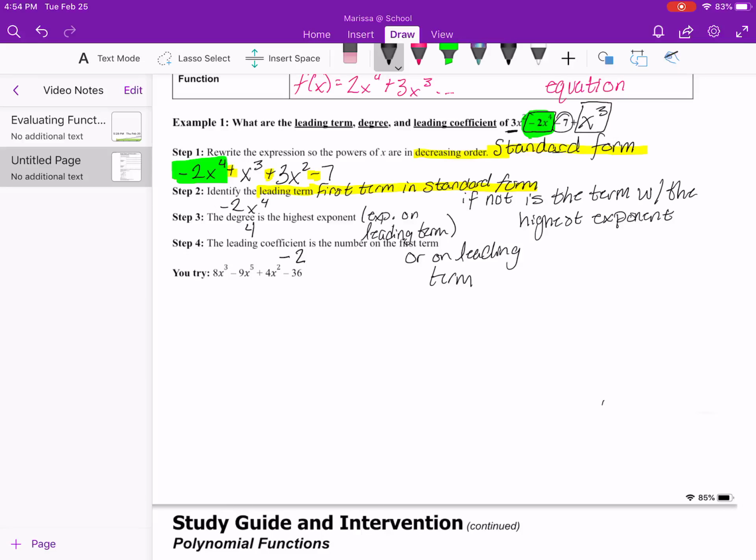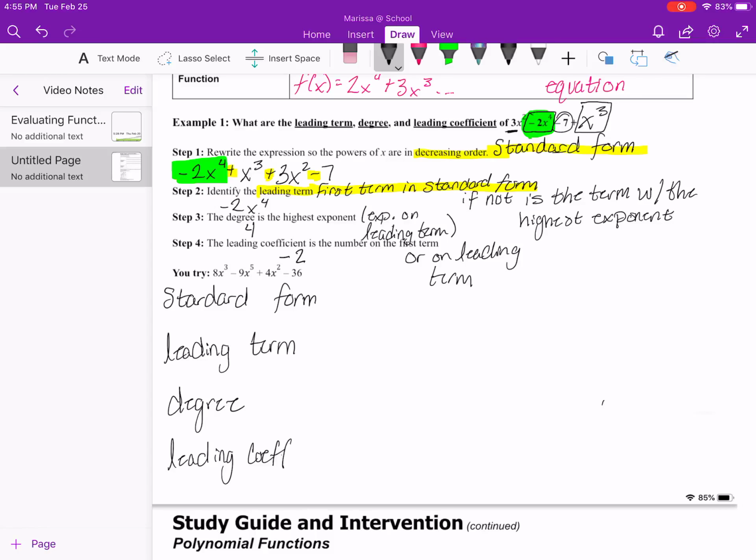You're going to want to tell me what it is in standard form, what the leading term is, what the degree is, and what the leading coefficient is. So go ahead and pause the video and give that a try.